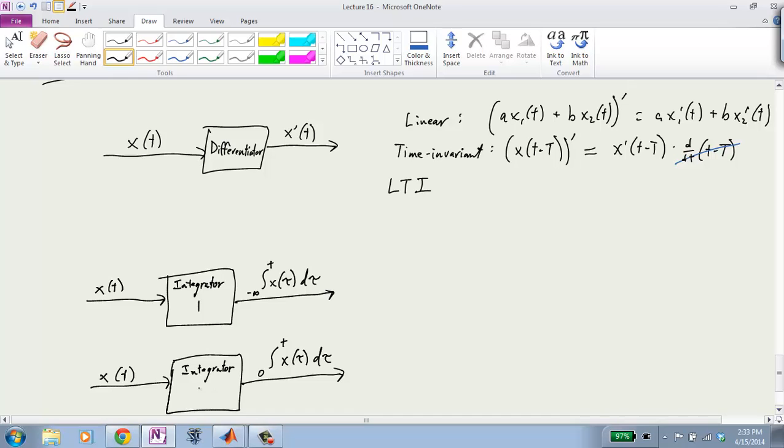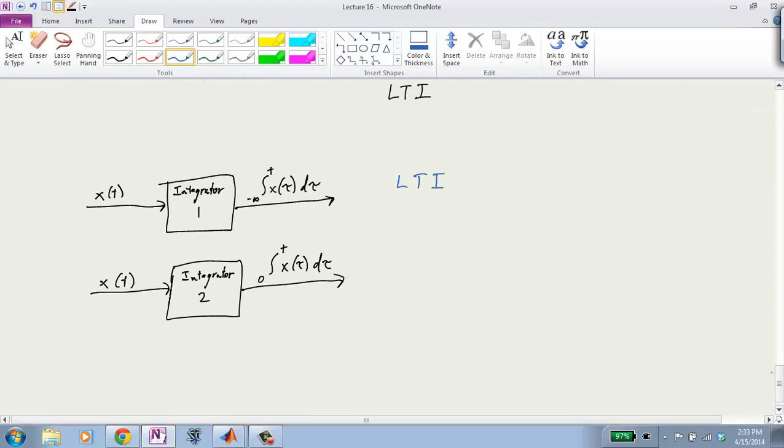Is integrator 1 LTI? Okay, so yes, it is an LTI system. We can check it just like we checked the previous one. Is integrator 2 an LTI system? No. What's breaking for system 2, making it not linear time invariant? So actually the linearity works, right? It's still linear, but the time invariance no longer works. Not time invariant. Okay, we can check that.